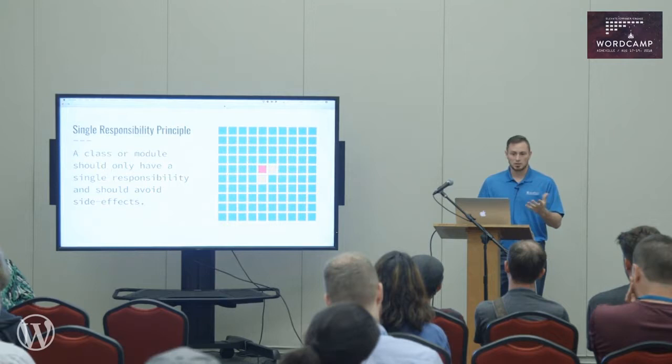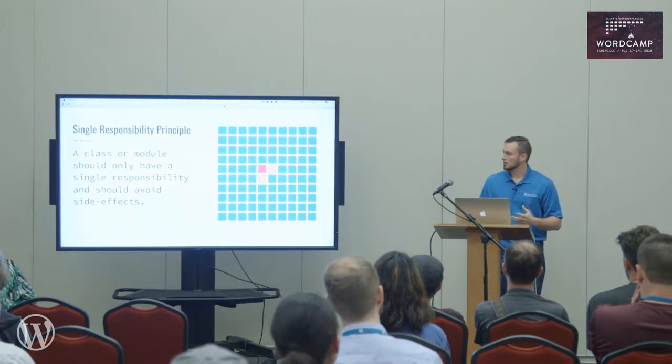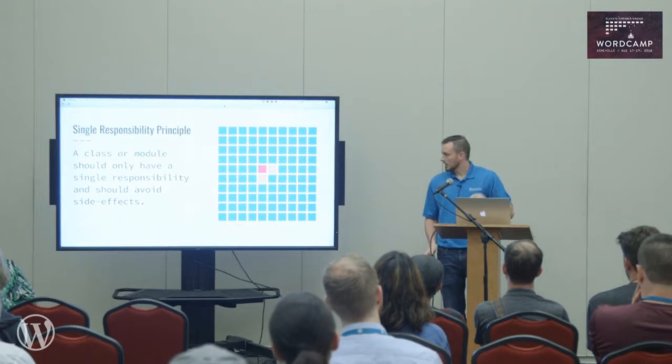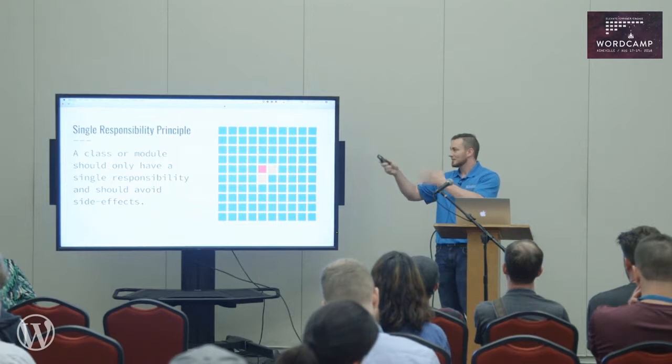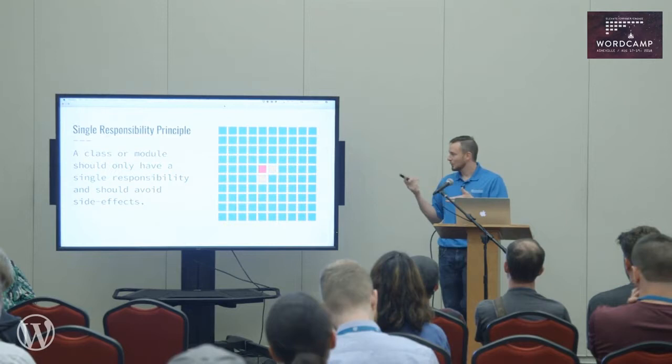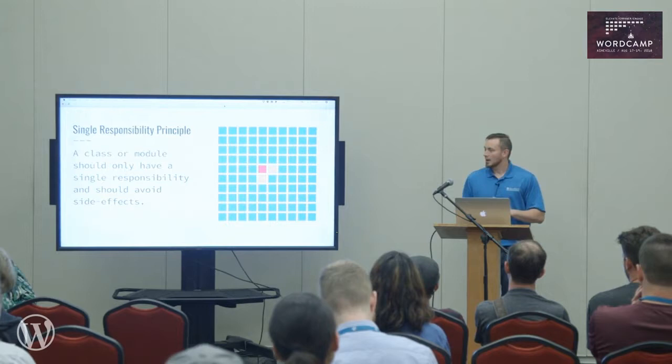So maybe we just wanted to update a meta value in the database. We would just want to store a username or some sort of ID or something like that. So if we have a function called save ID, we would expect it to save that ID. But when that ID also happens to cause an email to get sent, then we've caused a side effect, and we've put too much responsibility within that particular function. So as you're looking at your code, you want to make sure you can identify those clear boundaries for all your code.